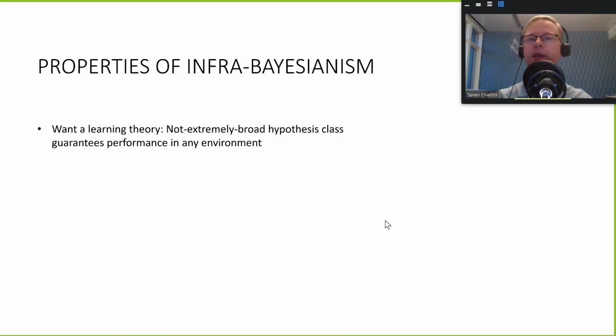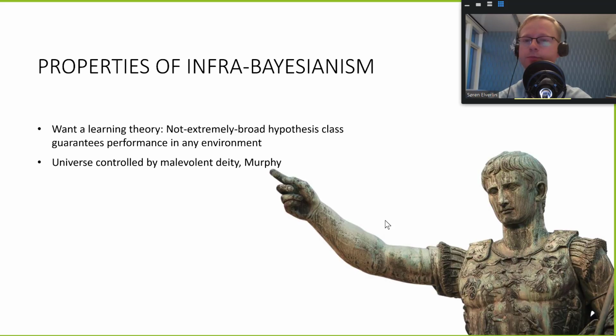Okay, Infra Bayesianism is a learning theory where it is hoped that we have some kind of hypothesis class that is reasonably narrow, and then we want to guarantee performance in any environment. So the more precise we get these two things, the greater the extent to which we've solved this non-realizable problem.